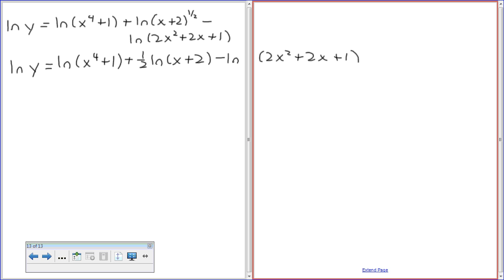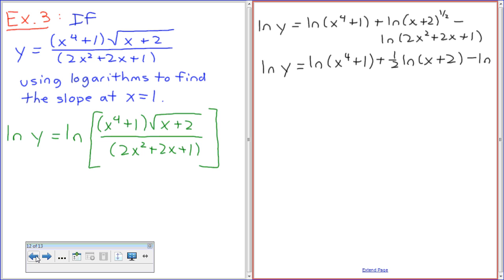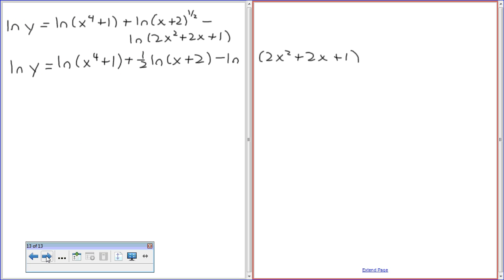That could be a negative 1/2? No, because it wasn't in the denominator, right? We haven't taken any derivatives yet, we're just using our log rules. We've done no derivatives yet. Oh, you can do that. Yeah, well, I'm going to show you why I want to avoid doing derivatives, and this is going to work out quite nicely, okay?